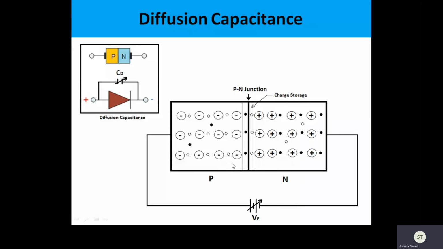So obviously the majority charge carriers, the holes present in the p-type region, when they move to the n-type region, are the minority charge carriers there, and the electrons are the majority charge carriers in the n-type region.